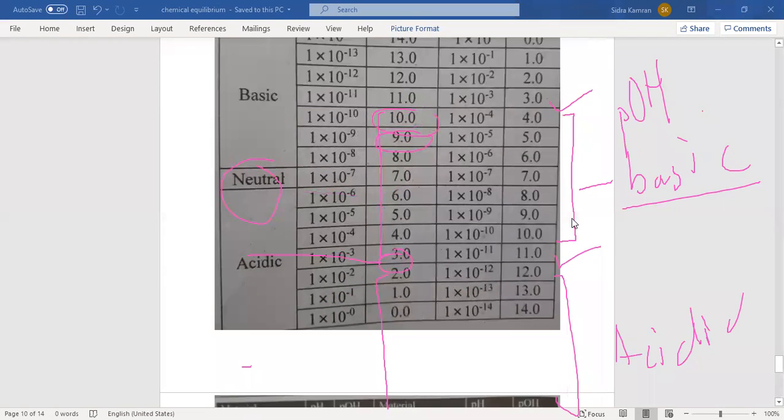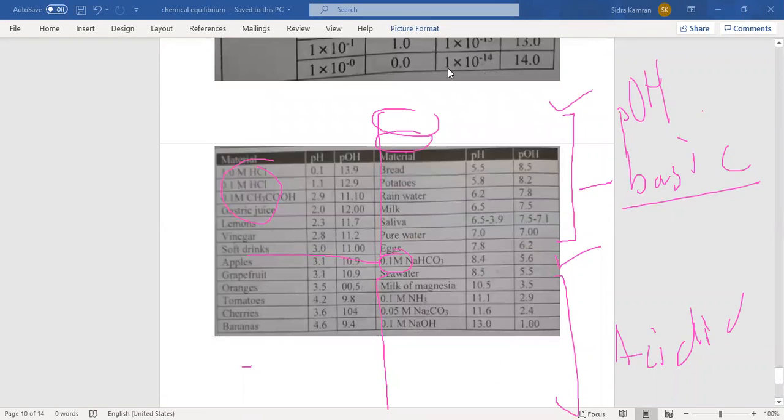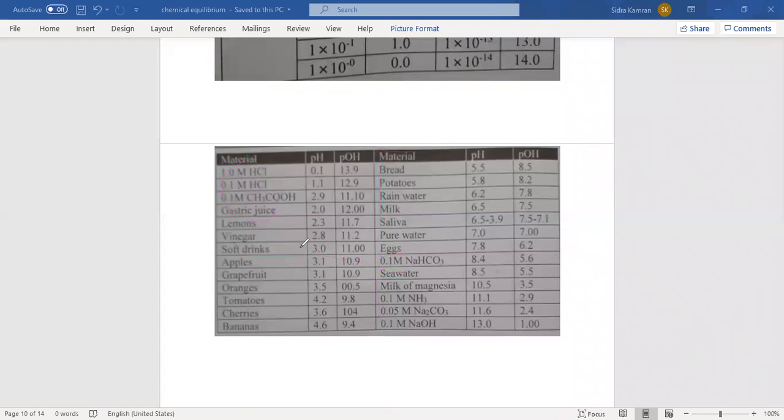In your book, there is another table, different materials and their pH and pOH. You have to read this. 1 molar HCl has pH 0.1, pOH 13.9. Bread has a pH 5.5, pOH 8.5. Potatoes have a pH 5.8 and pOH is 8.5.